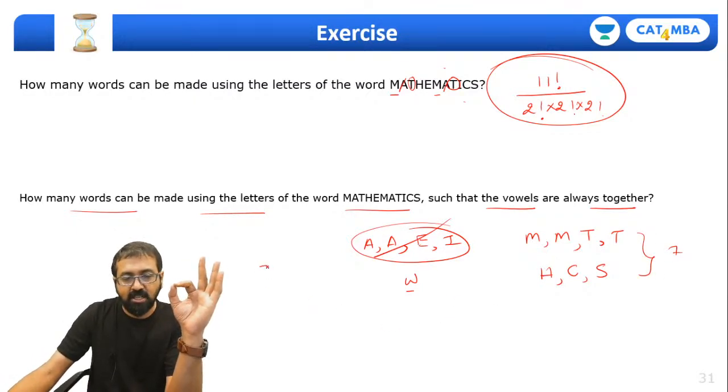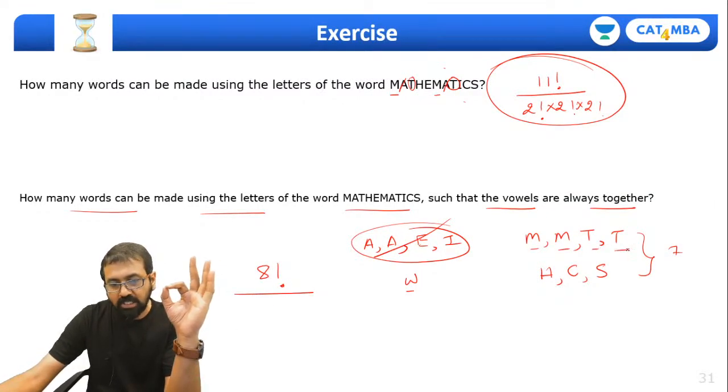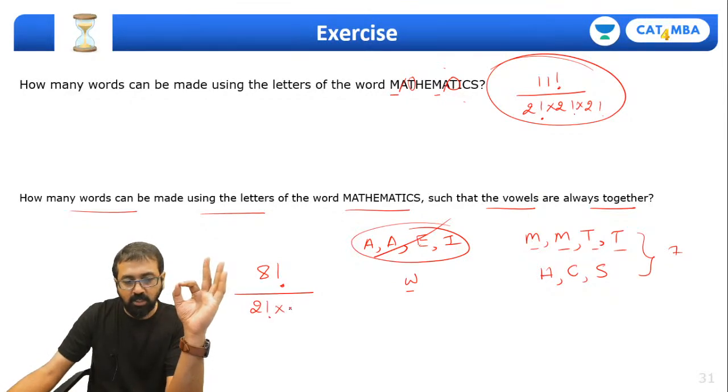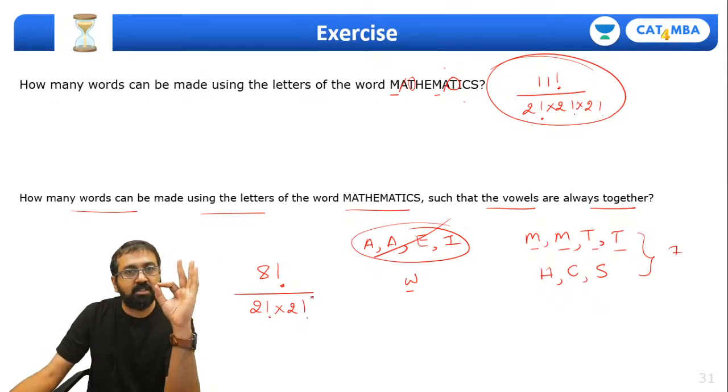So can I say 8 letters can be arranged in 8 factorial ways? But in these 8 letters, there are 2 M's and 2 T's. So you'll have to divide by 2 factorial into 2 factorial. This is the first step.